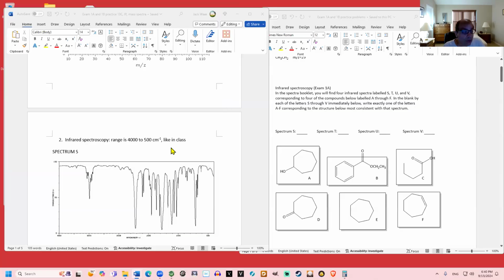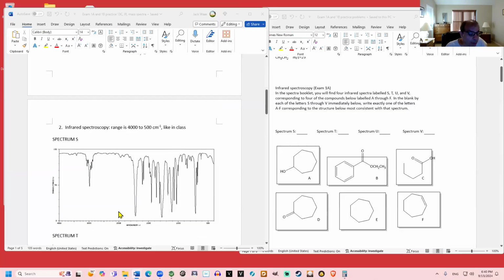All right. So spectrum S, what do we see? Well, what jumps out at me, first of all, is the big carbonyl stretch at around 1720. That narrows it down to B, C, or D. Nothing else is a carbonyl. I also can tell that there are CH stretches both above and below 3000 wave numbers. There's your 3000. So that means that we've got both alkyl CH bonds, sp3 hybridized CH bonds, and sp2 hybridized CH bonds.